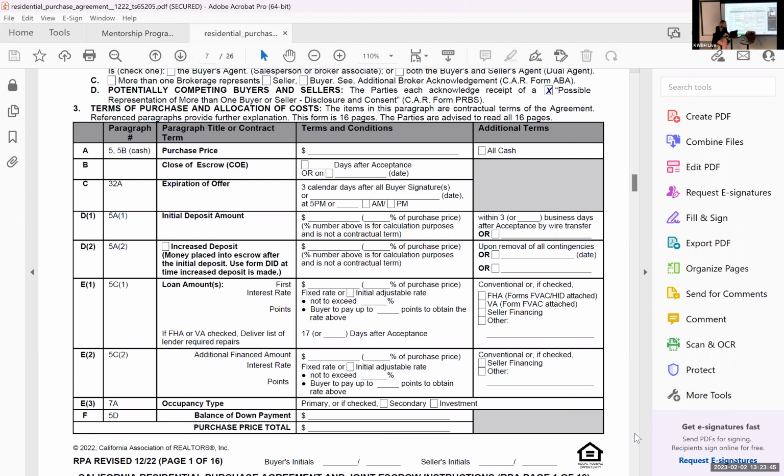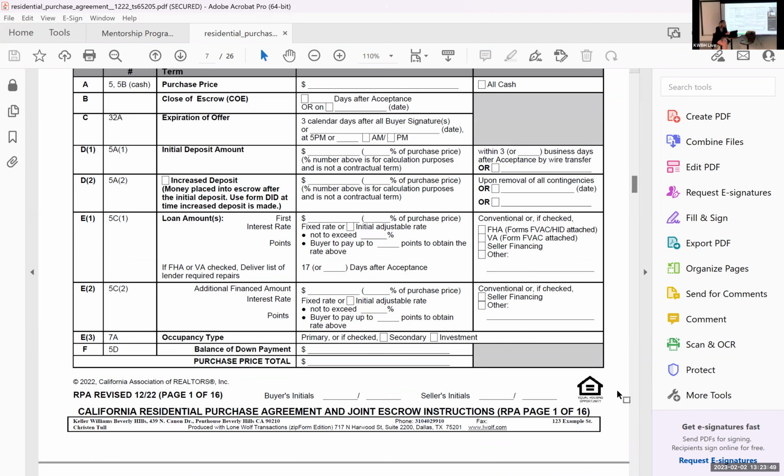All right, occupancy type. The way that our contract is written is for primary occupancy, meaning the buyer is going to live in the property. This is important because what did we just talk about? Well, a lender might want a different percentage of the purchase price down for a secondary home, and certainly for an investment property, and their interest rate might be different.